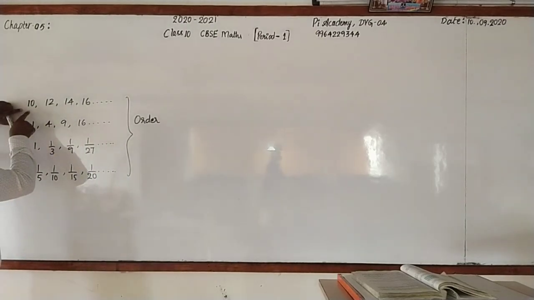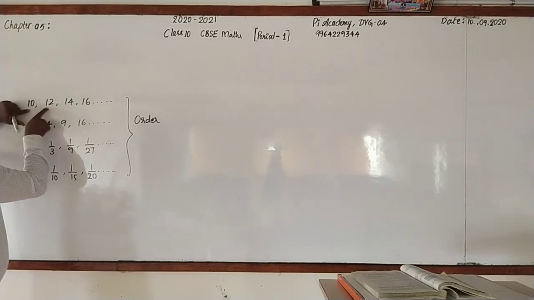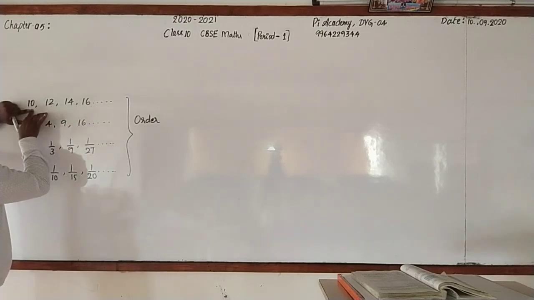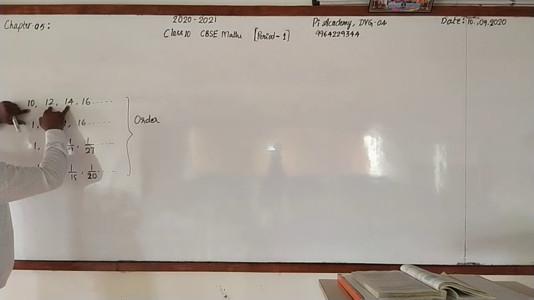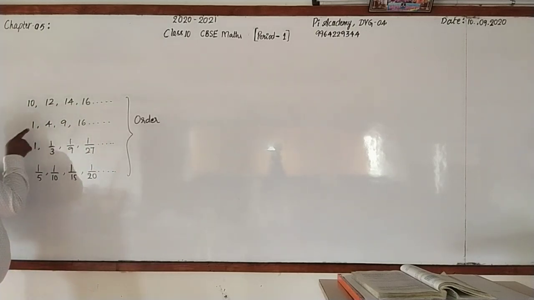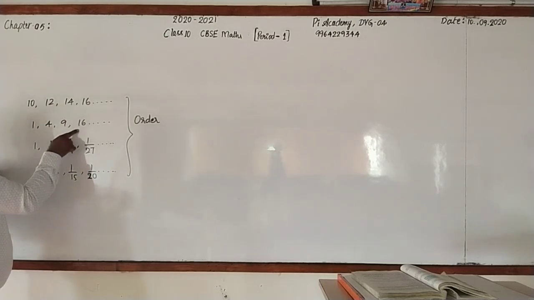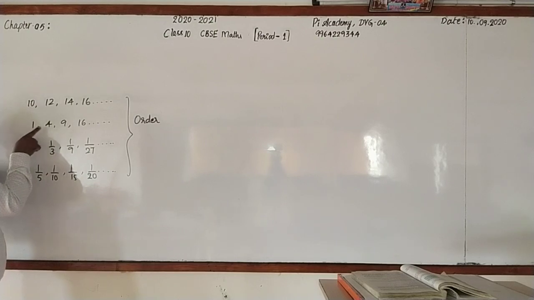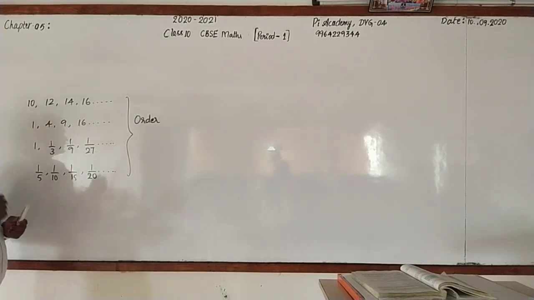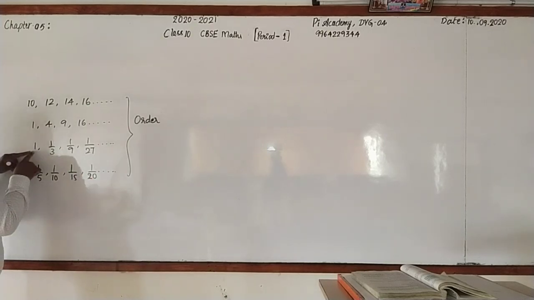In the first one you can come to know that first we have written 10, then we have added 2 successively, right? Here 10 plus 2, 12 plus 2, 14 plus 2, 16. Whereas in this case, yes, you are right, squares of the numbers. See that 1 square is 1, 2 square is 4, 3 square is 9, 4 square is 16.